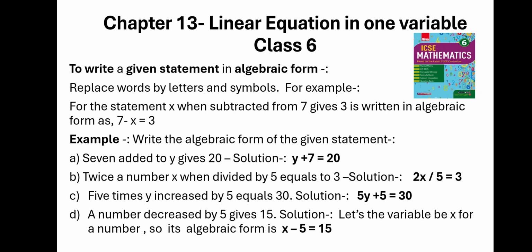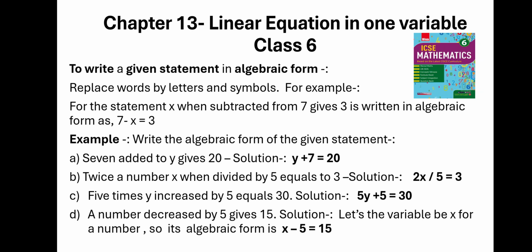Now example, write the algebraic form of the given statement. 7 added to y gives 20. The solution for that is y plus 7 equal to 20. Twice a number x when divided by 5 equals 3. The solution of that is twice a number means 2x, divided by 5 means upon 5, equal to 3. So 2x upon 5 equal to 3. 5 times y increased by 5 equals 30. Increase means addition. So 5 times a number means 5y plus 5 equal to 30.